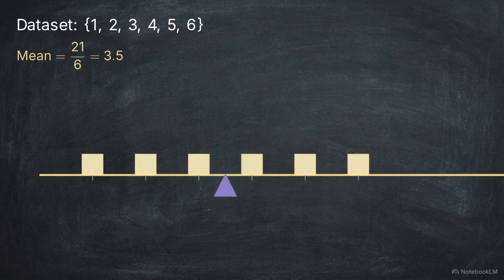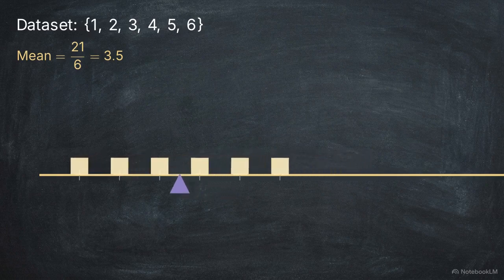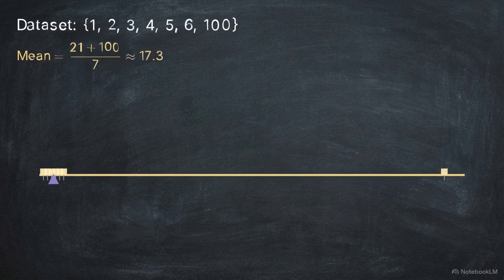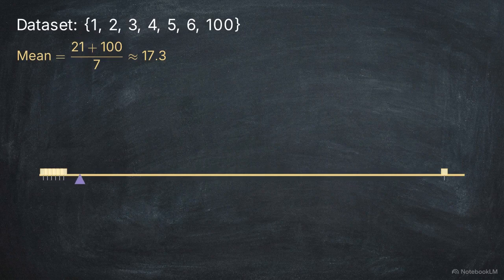Now watch what happens when a severe outlier enters the dataset. The mean is highly sensitive to magnitude. A single extreme value drags the fulcrum 4 to the right to maintain mathematical balance, completely misrepresenting where the vast majority of the actual data lives.